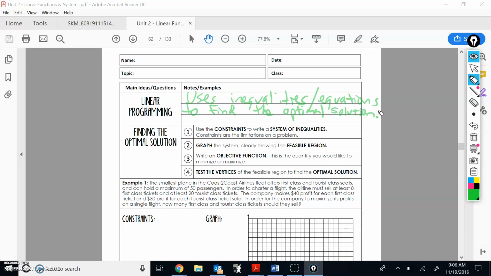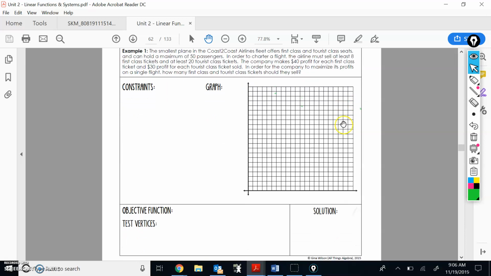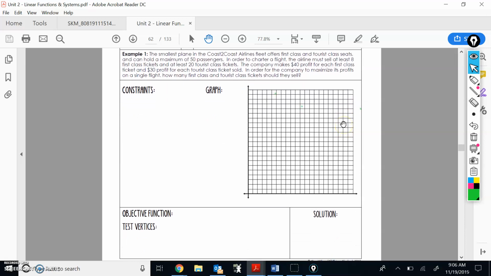When you do this, we're going to follow a couple steps. We're going to write inequalities based off a word problem. We are going to graph those and shade accordingly, and then we're going to identify all the vertices in our shaded region and test those to find the maximal value. Okay, let's do number one.